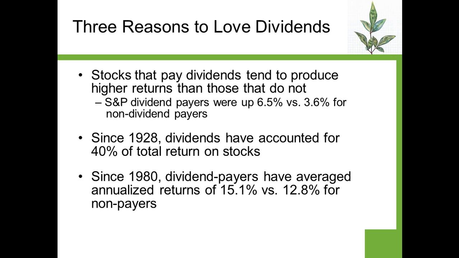Since 1980, dividend payers have had an average annualized return of 15.5%, compared to 12.8% for non-payers. The organizations which are not paying dividends are annualized at 12.8%, but the organizations which are paying dividends to the investors are annualized at 15.1%.